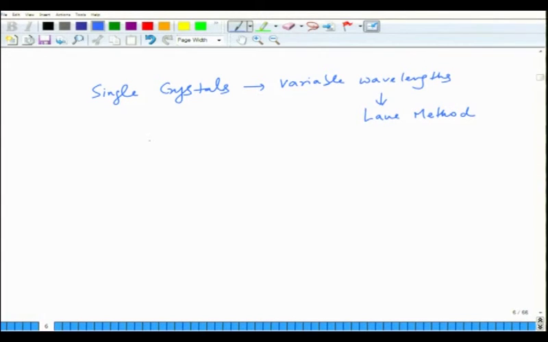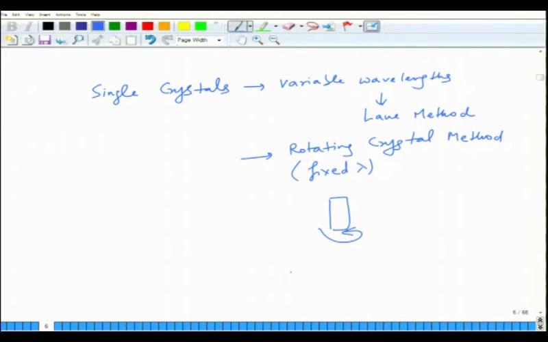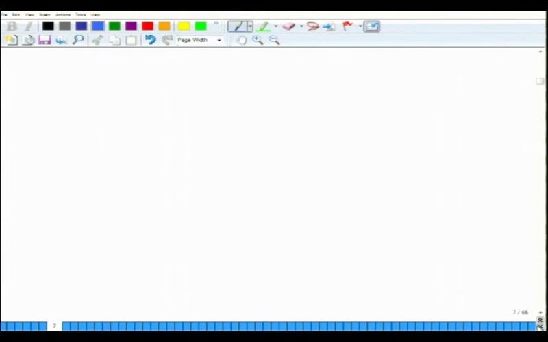There is another method for single crystals which is called the rotating crystal method. In that method, the wavelength is fixed. So, it is a fixed lambda, but the crystal rotates. Okay. So, you have a crystal which undergoes rotation, and this is the incoming beam of fixed lambda. However, in case of polycrystals, let us say powder specimens, every plane is randomly oriented in space. So, you have every possible orientation available to the incoming X-ray beam.